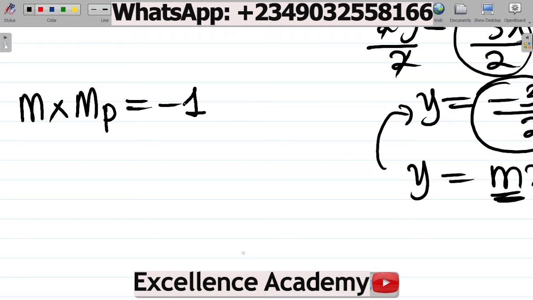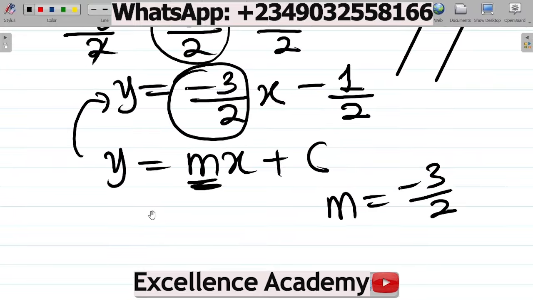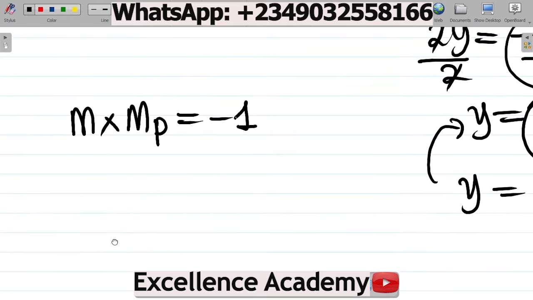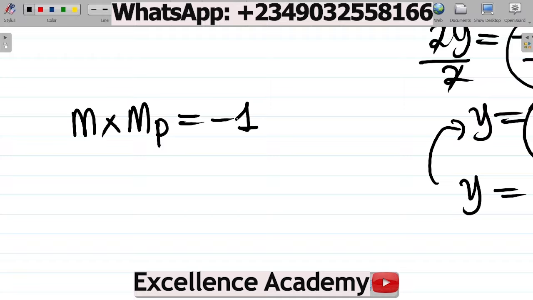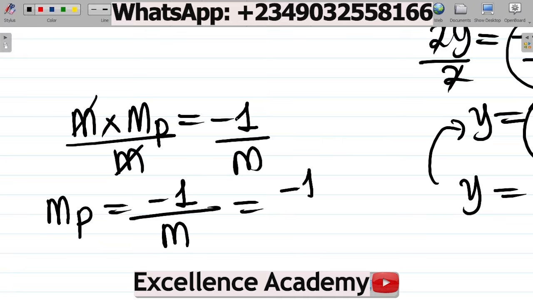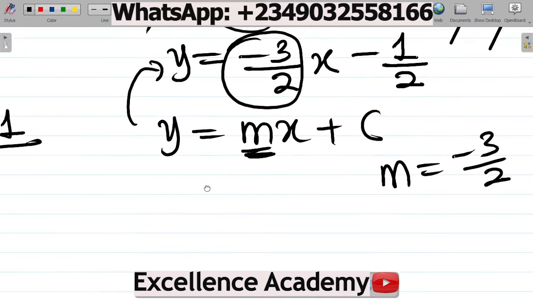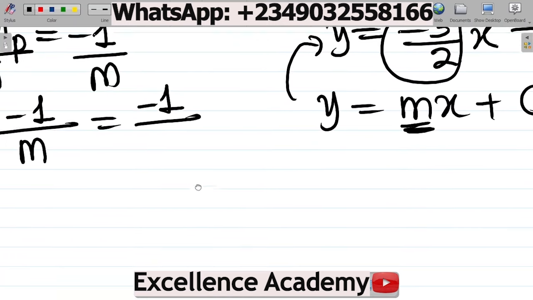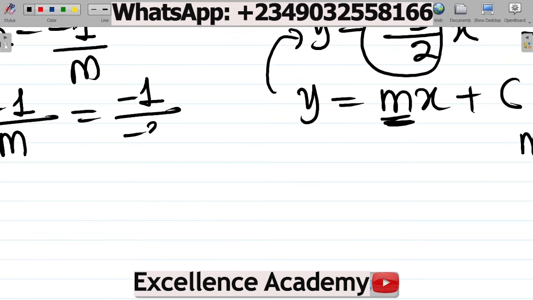In essence, we can see that the slope of the perpendicular line, MP, to get the value of MP, divide here by M, divide here by M. This cancels this. So M, the slope of the perpendicular line, will be equal to minus 1 all over the slope of the line. And the slope of the line, as we've seen here, is minus 3 over 2. All right, it's called gradient or slope. That means minus 3 over 2.